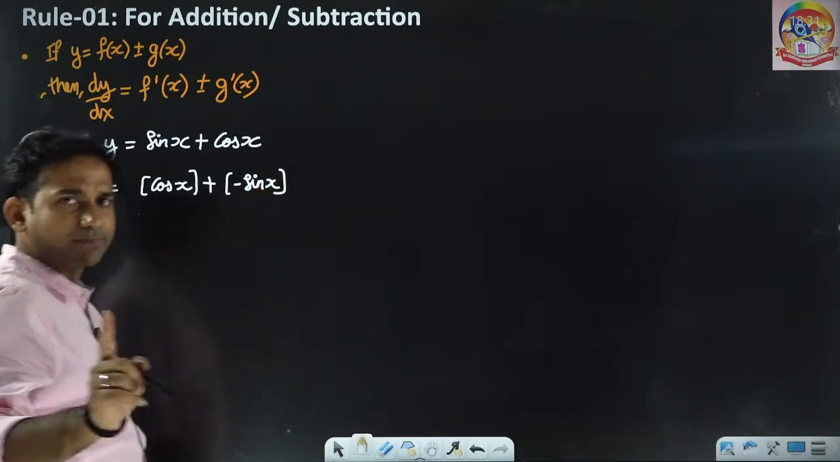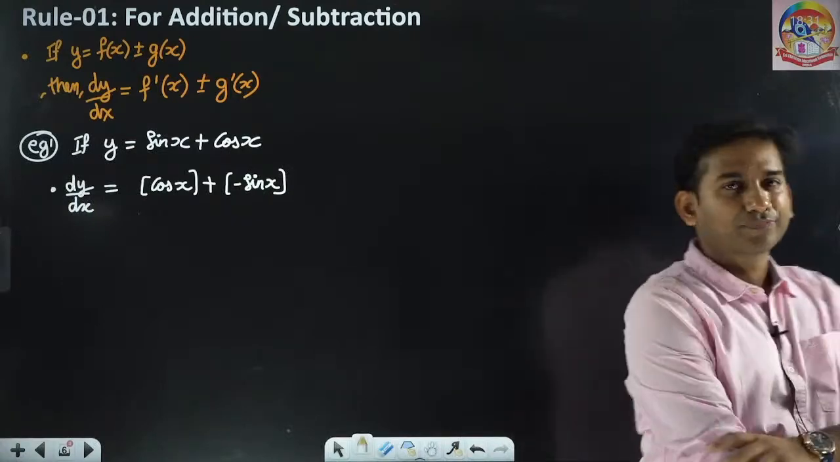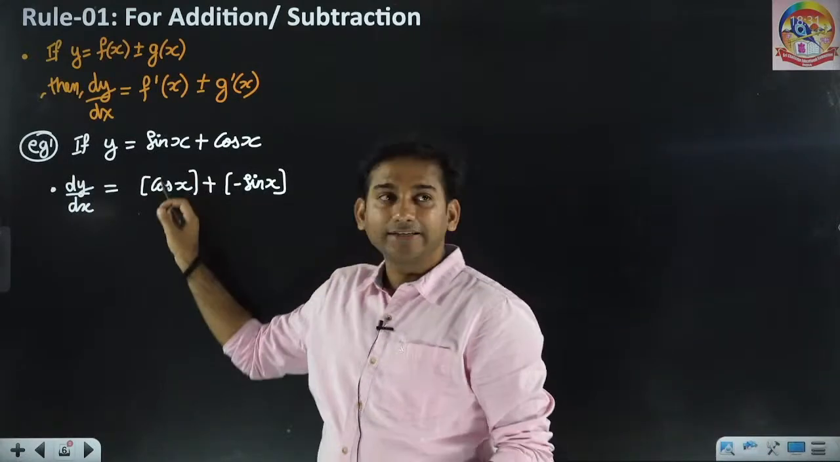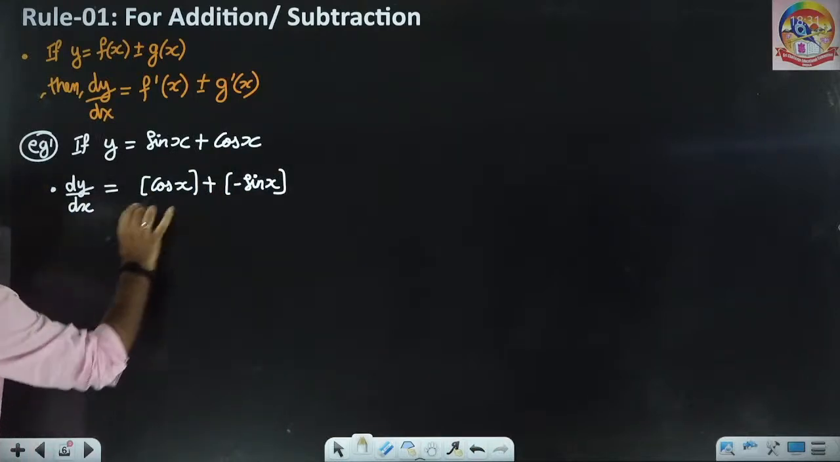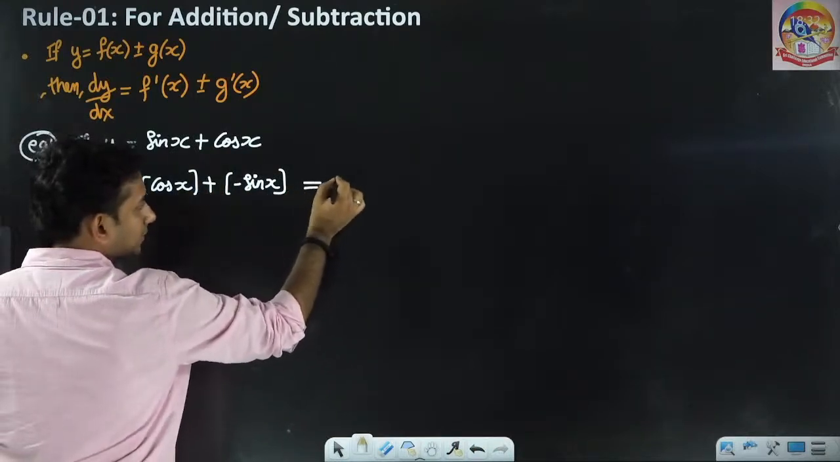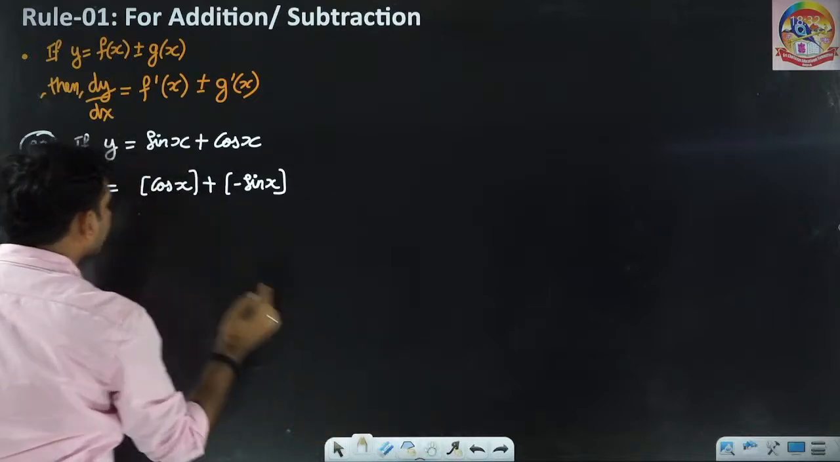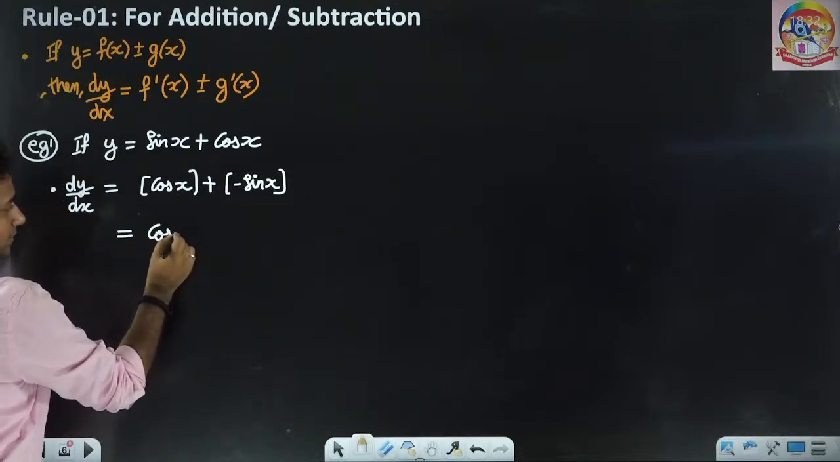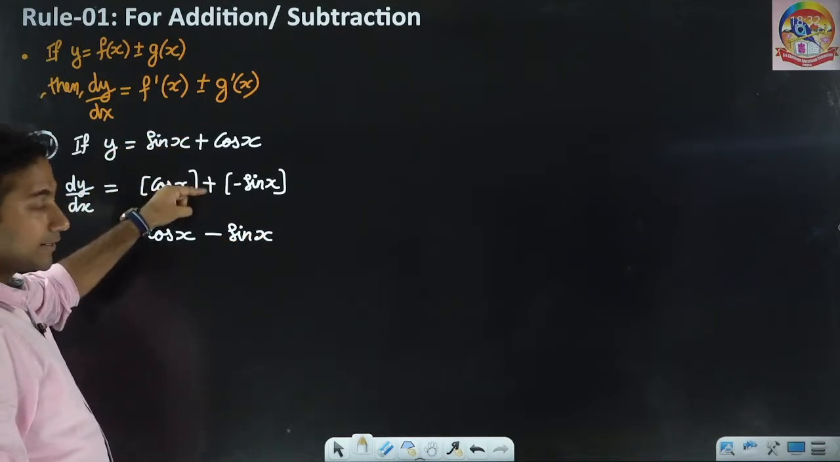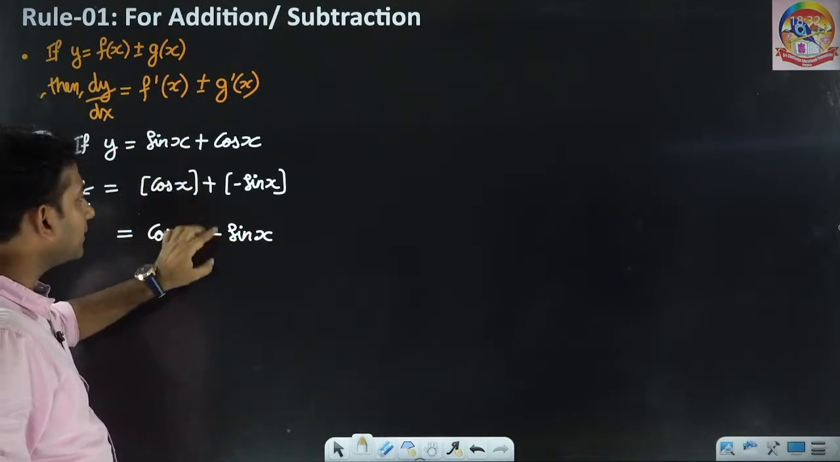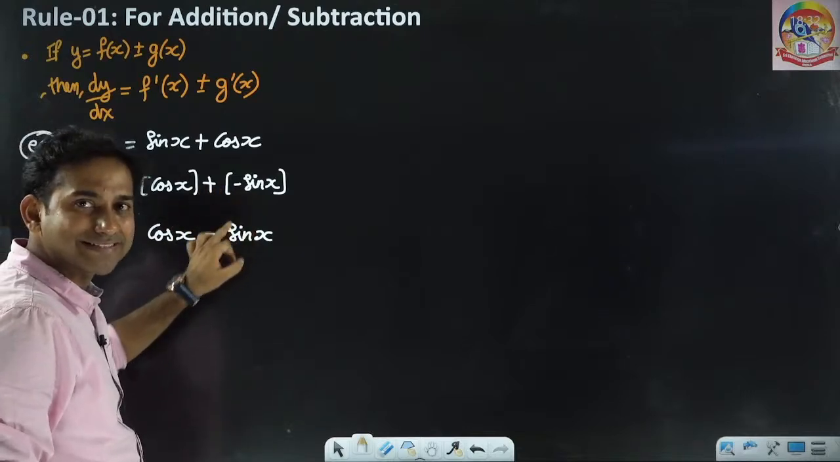You can keep referring to the screenshot also. The derivative of sin x is cos x and the derivative of cos x is minus sin x. Final answer is cos x minus sin x. See, I didn't change this plus sign. This plus was replaced by minus because of the formula that plus into minus is minus.